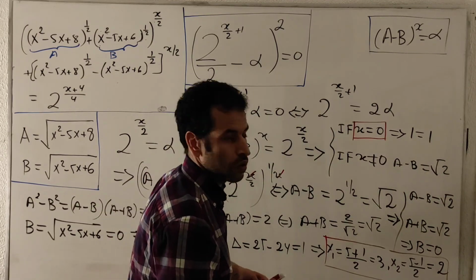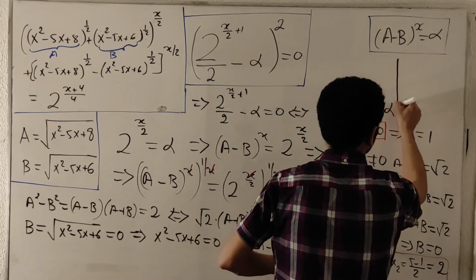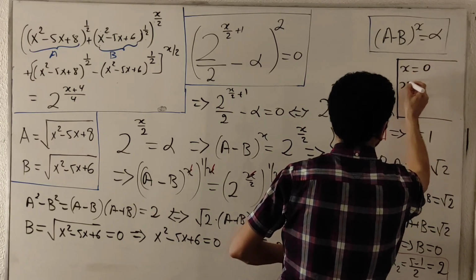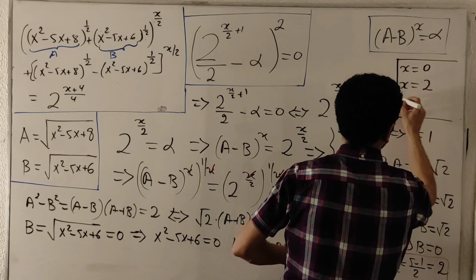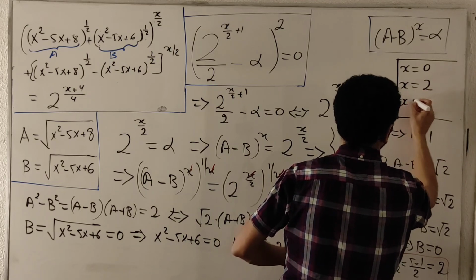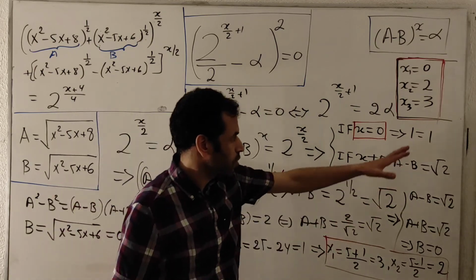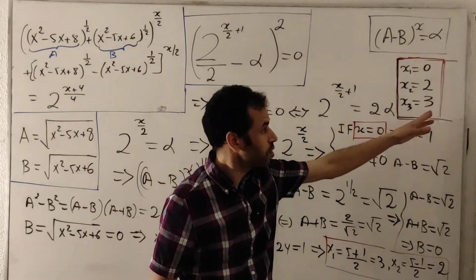Now I found 3 solutions. The first solution, x equals 0. The second solution, x equals 2. And the third solution, x equals 3. Now I found 3 solutions in the integer set. I am done with this problem.